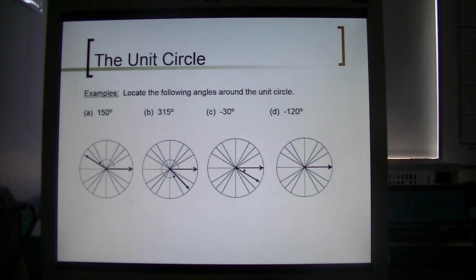Negative 30 degrees is over there. For letter D, locate 120, and then you're just going to spin the same amount in the opposite direction to get to negative 120. Done.